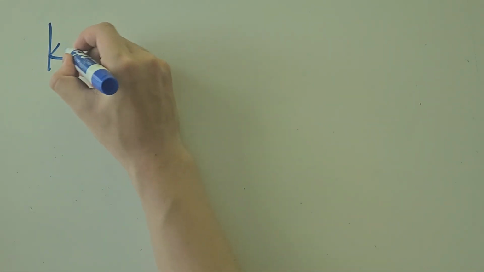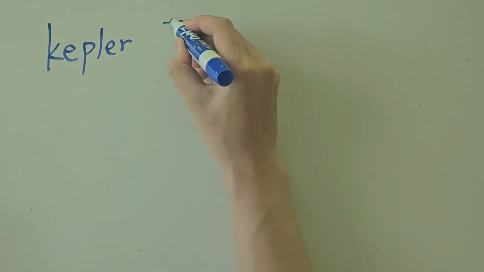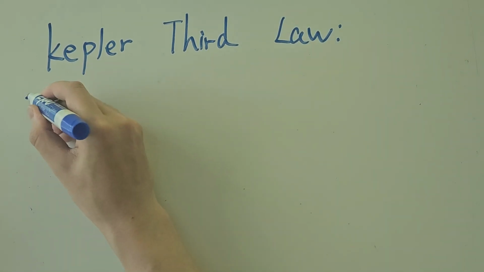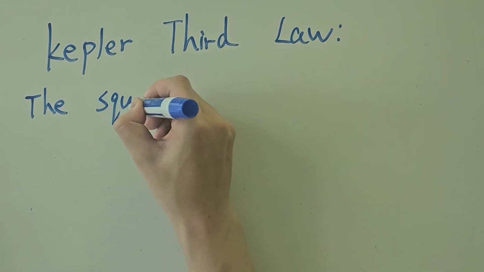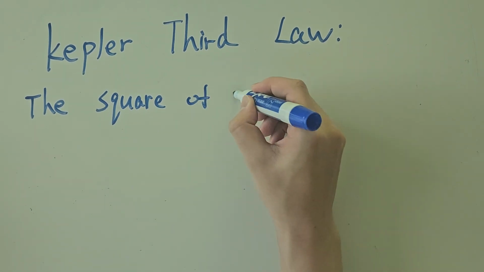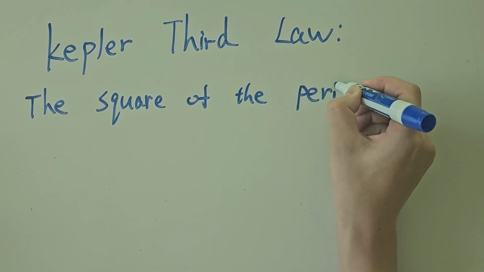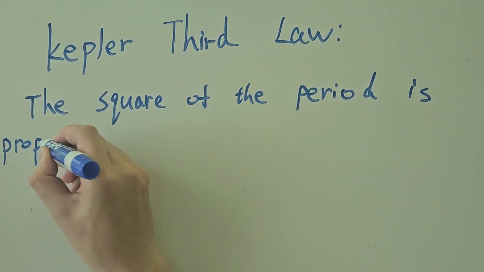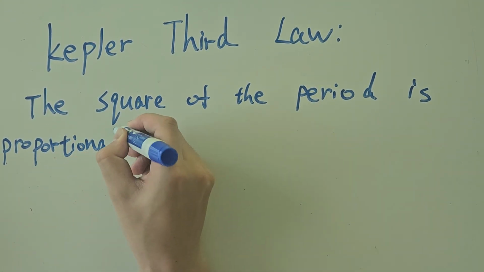Kepler's third law, also known as the law of harmonies, is a fundamental principle in astronomy that describes the motion of planets around the Sun. In simple terms, this law states that the square of a planet's orbital period, the time it takes to complete one full orbit around the Sun, is directly proportional to the cube of the average distance from the Sun.